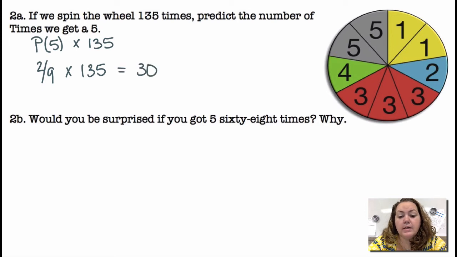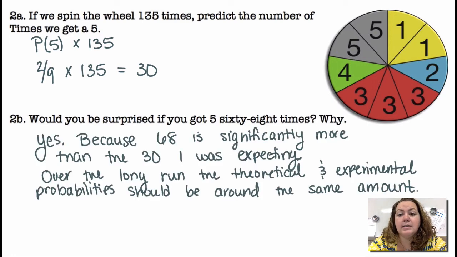Would you be surprised if you got 5 68 times? Well, I would be expecting to get it 30 times. So if I got it 68 times, yes, I would be surprised, because 68 is significantly more than the 30 that I was expecting. Over the long run, the theoretical and experimental probabilities should be around the same amount, and 135 times is a lot of times to spin that spinner. So the more times you do it, the closer your experimental probability should be getting to your theoretical probability. So that would be a bit surprising.